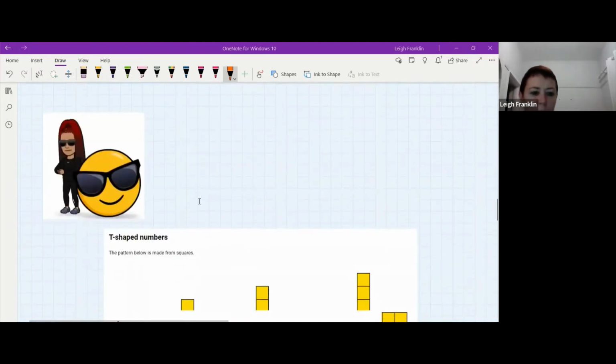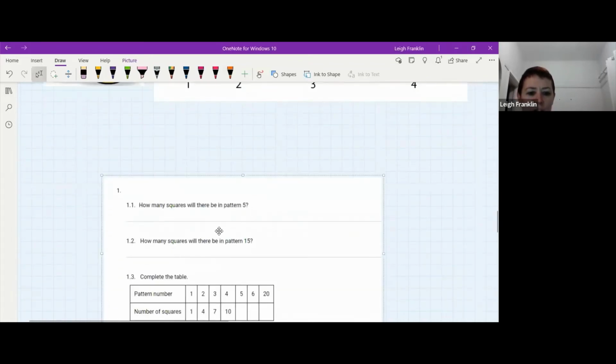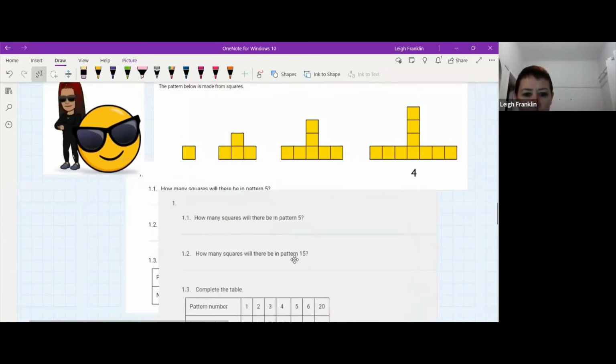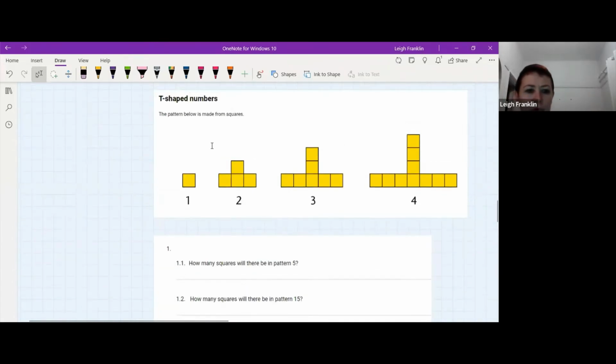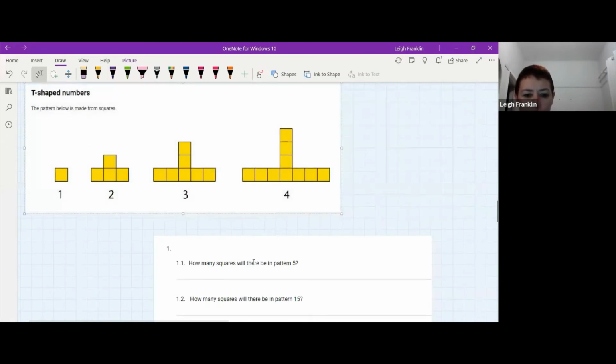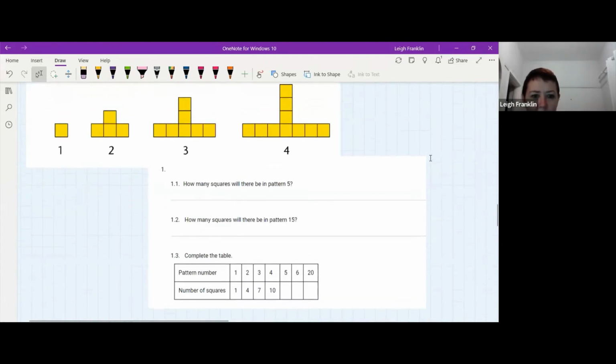Okay, let's move on. All right, so now, again, application type questions. Now we've got T-shaped numbers. All right, let's see if we can get all of this. Okay, sorry, Kat, I'm going to have to move you over. And let's see if we can move this up onto the screen. Okay, so the pattern is made from squares. You are going to answer questions 1.1, 1.2, and 1.3. And when you're done, you're going to say done in the chat, okay?